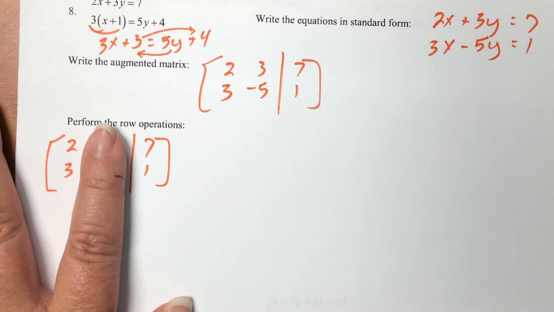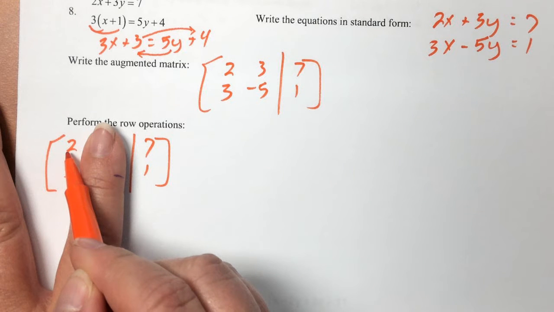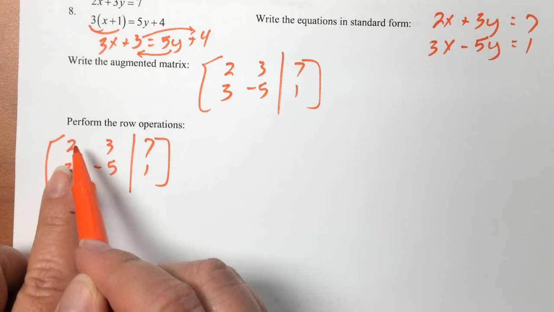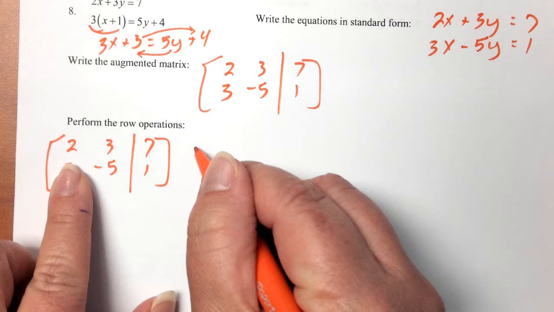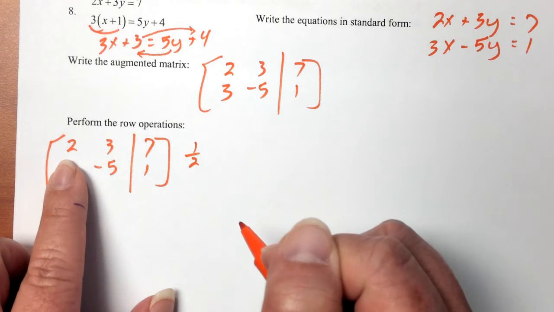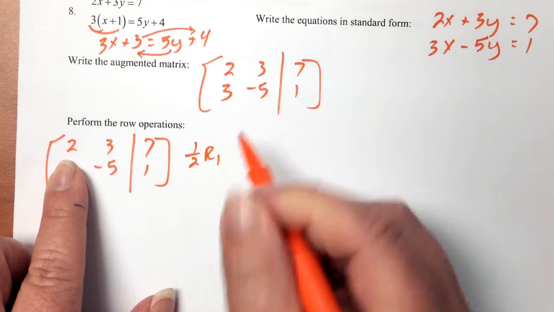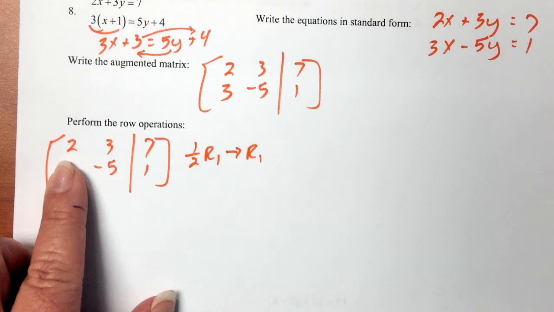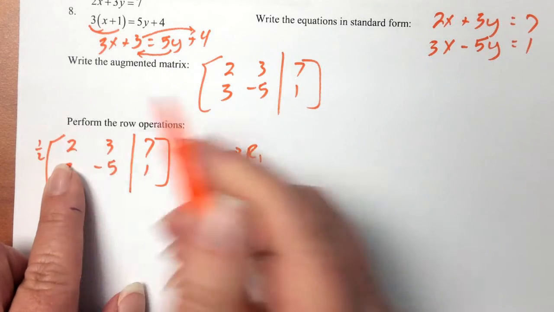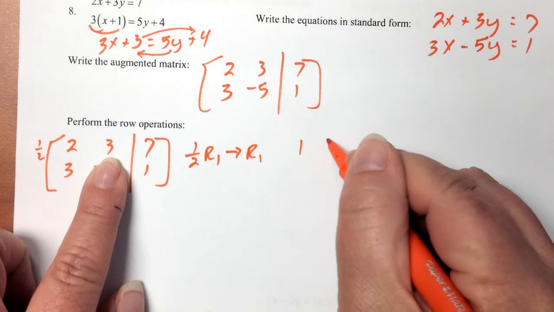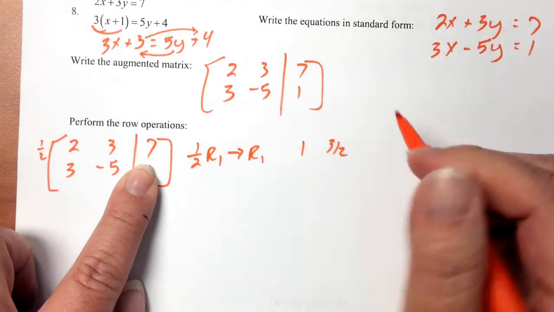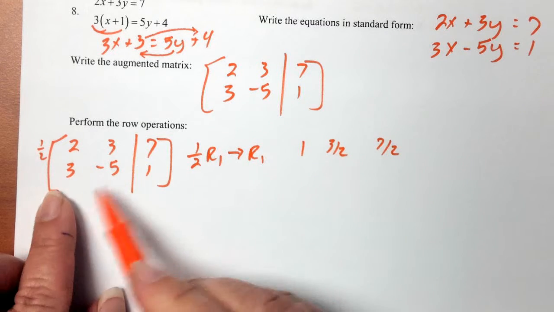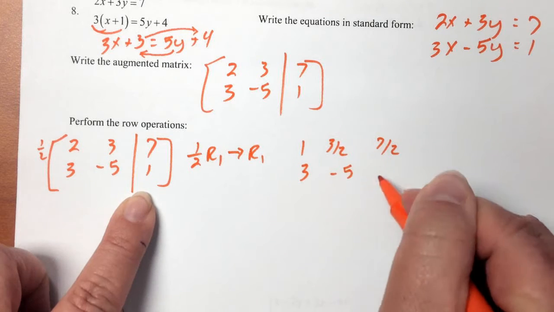Get the 1 first. So where that 2 currently is, I want it to be a 1. So what can I do to row 1 so that that 2 will be a 1? I can multiply by a half, because 1/2 times 2 will make 1. So 1/2 times row 1, and I'm going to stick the result in row 1. Okay, so scratch work here. 1/2 times 2 is 1. 1/2 times 3 is 3/2. 1/2 times 7 is 7/2. Nothing's happening to row 2, so it's going to stay 3, -5, 1.